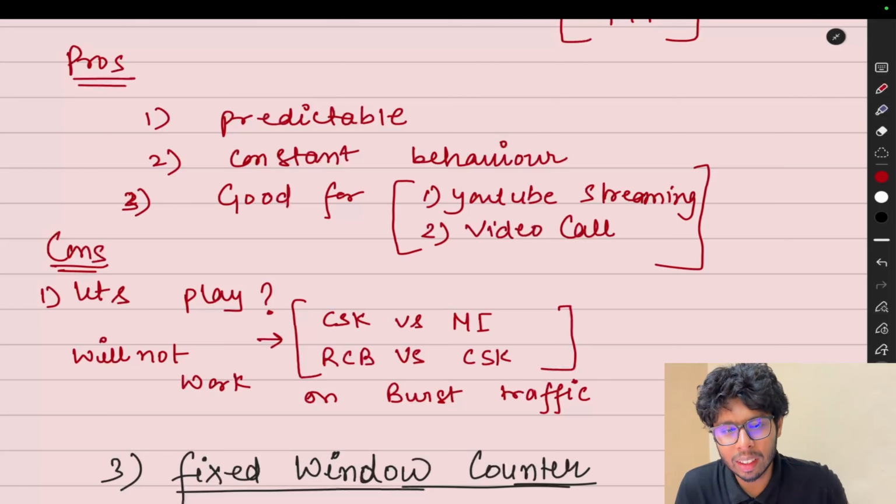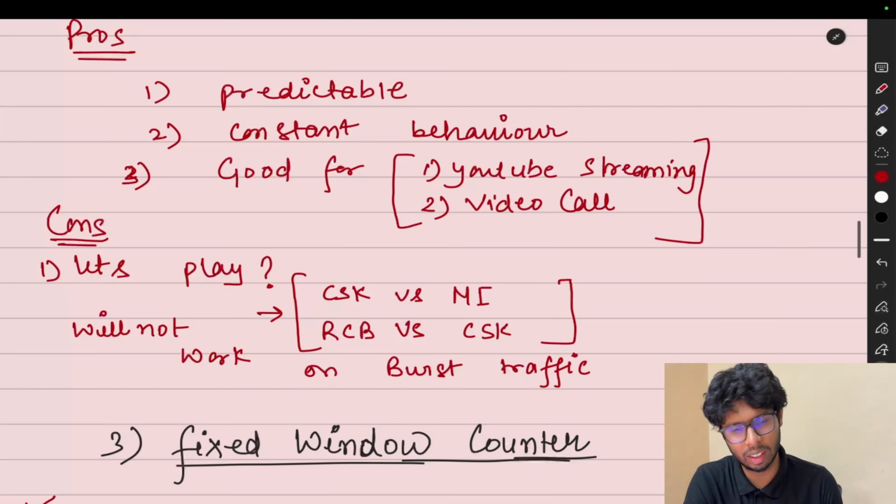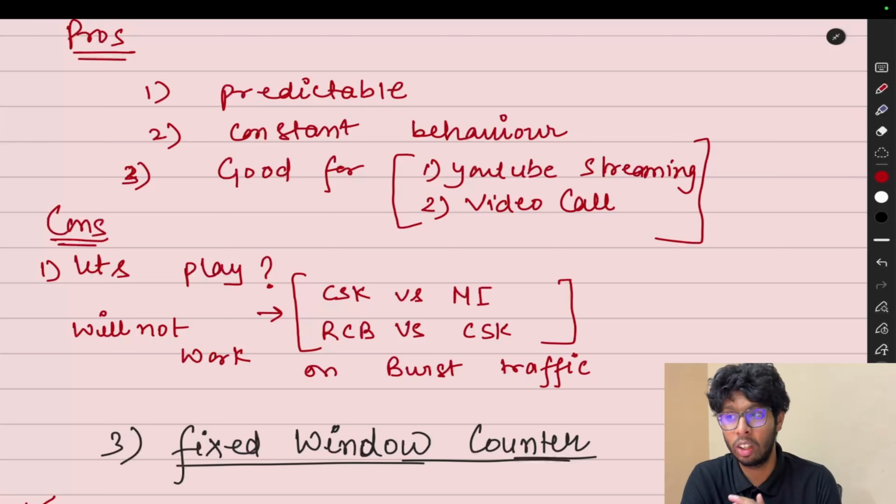Now, the second is constant behavior. I mentioned it as a pro, constant behavior. Sometimes we need a constant behavior of a system. Like we don't want to allow burst traffic. There are some services that say we can take simply one request in 5 seconds and we only want to work with this flow.